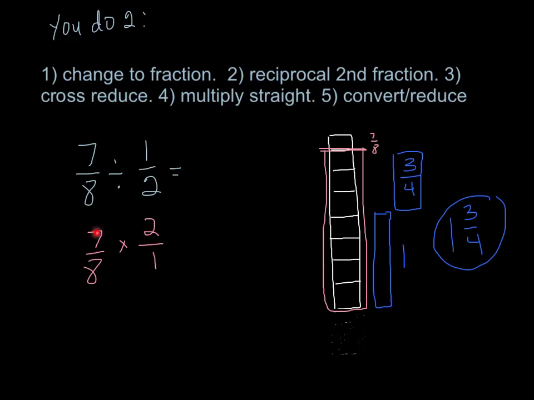Cross reduce. Nothing goes into both 7 and 1, but 2 goes into both 2 and 8 evenly. So 2 goes into 2 once, and 2 goes into 8 4 times. Now multiply straight across. 7 times 1 is 7. And 4 times 1 is 4. Next step, convert if you need to.